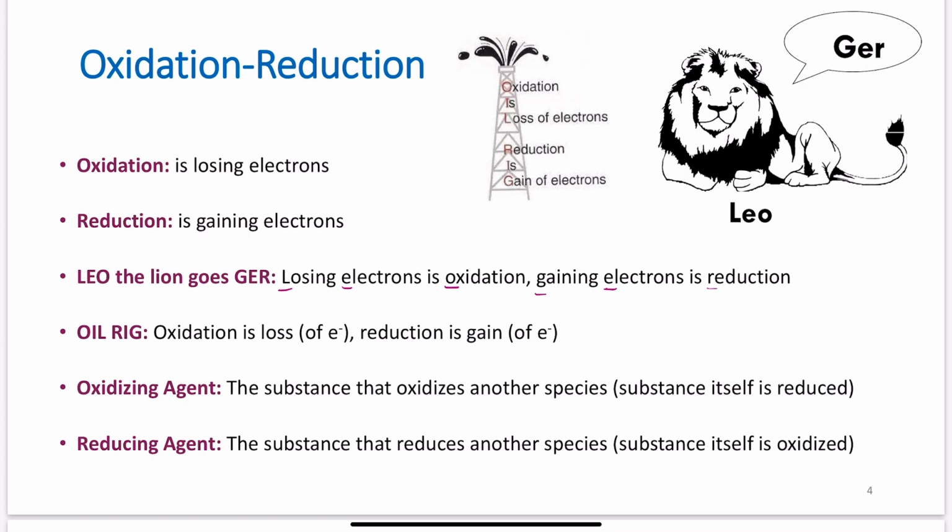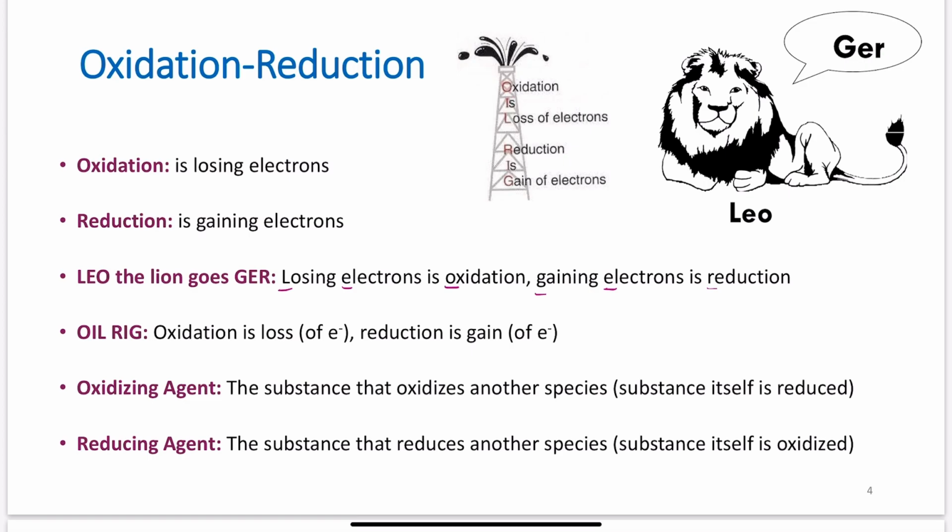The other common mnemonic we'll see is OIL RIG, where it stands for oxidation is loss, reduction is gain. Of course, we have to remember then the word of electrons. So oxidation is loss of electrons, reduction is gain of electrons. If the species loses its electrons, it has been oxidized. If a species gains electrons, it has been reduced.